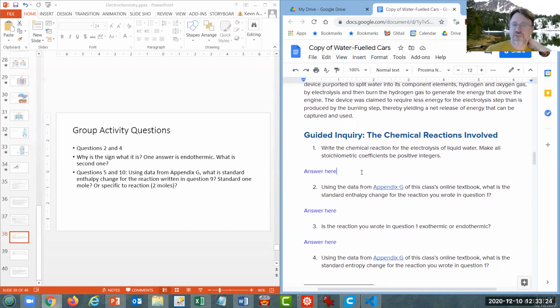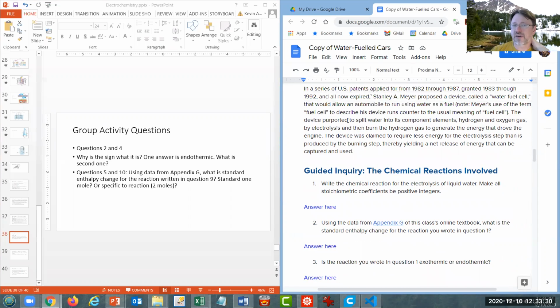Question 1 is to write the chemical reaction for the electrolysis of liquid water. You are told up here that electrolysis is splitting water into its component elements, hydrogen and oxygen gas. So you write water on the left as a liquid, you write the elements, hydrogen gas and oxygen gas, on the right-hand side, and you balance the equation. That's it for question 1.